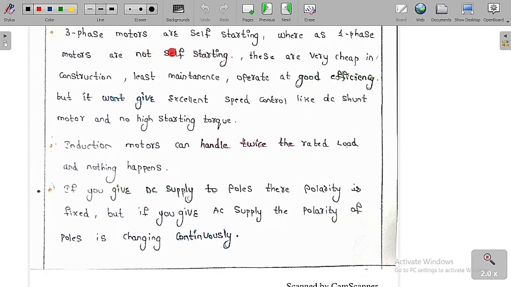Three-phase induction motors are self-starting, whereas single-phase induction motors are not self-starting. These are very cheap in construction, need least maintenance, and operate at good efficiency, but they won't give excellent speed control like DC shunt motors, and they have no high starting torque.